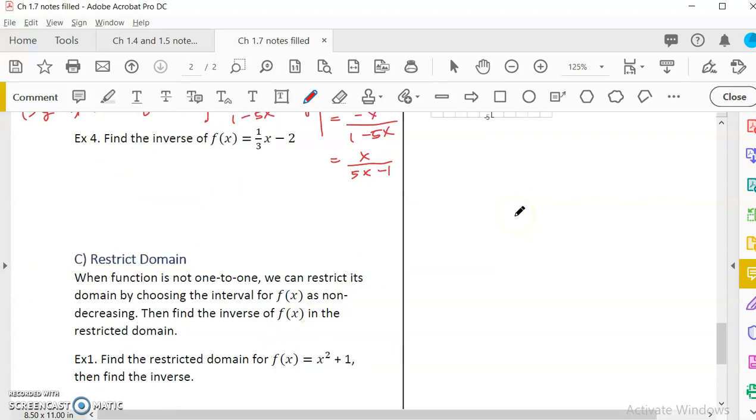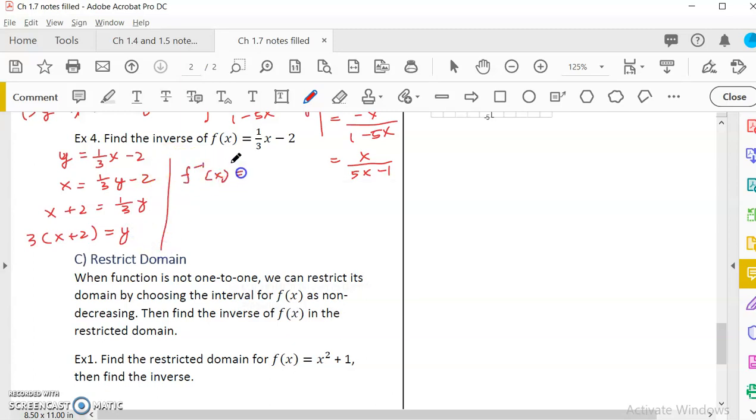Example 4 is something that has a fraction as a coefficient. So let's see. I use the same methods. First of all, we replace f of x by y. And then I want to switch x and y, because x was actually the output. So then I do x plus 2 equal to 1/3 y. And how do I get rid of the 1/3? I multiply by 3. 3x plus 2 equal to y. So the inverse function, f inverse, is equal to 3x plus 2. Okay, so that's the inverse function.